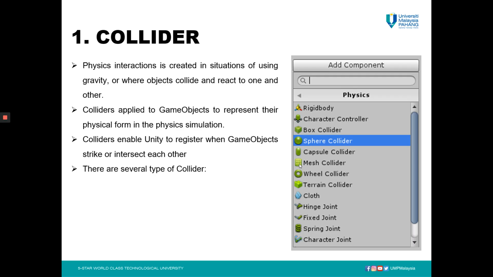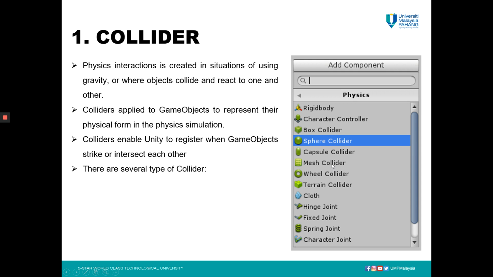Colliders enable Unity to register when game objects strike or intersect each other. Game objects must have a rigid body component attached to them for collision to occur, meaning that this collider enables your game objects either to collide to one another or to intersect to each other. There are several types of collider in Unity, such as the box, the sphere, the capsule, the mesh, the wheel, and the terrain colliders. So, you need to choose the appropriate collider for your game's object.